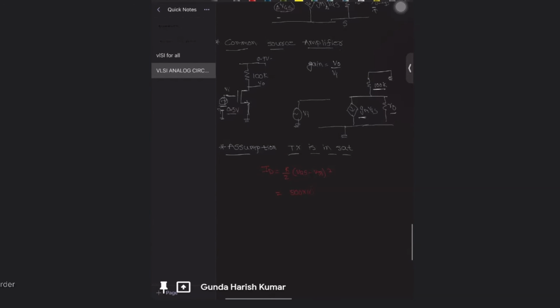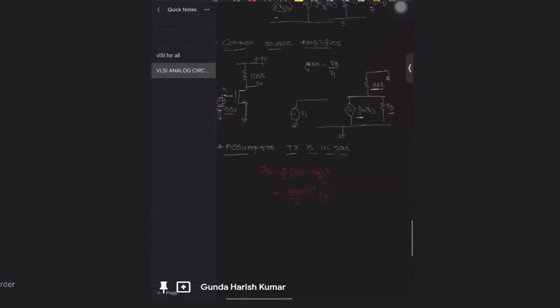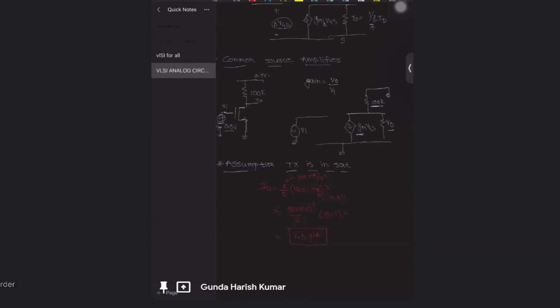Let me calculate it. K from the above equation we know is 300 microamperes per volt squared, divided by 2. VGS is 0.5, VTH is 0.4. So this is 0.1 whole squared. 300 divided by 2 is 150, times 0.01, gives 1.5 microamps. So 1.5 microamps is the current flowing through it. This is the current here, 1.5 microamps.